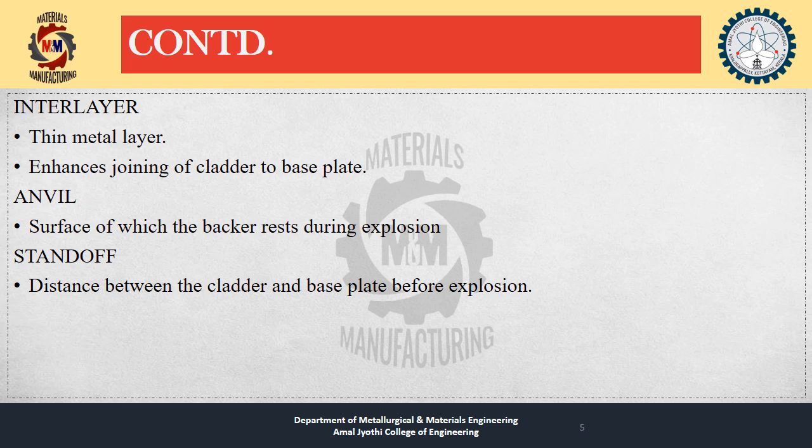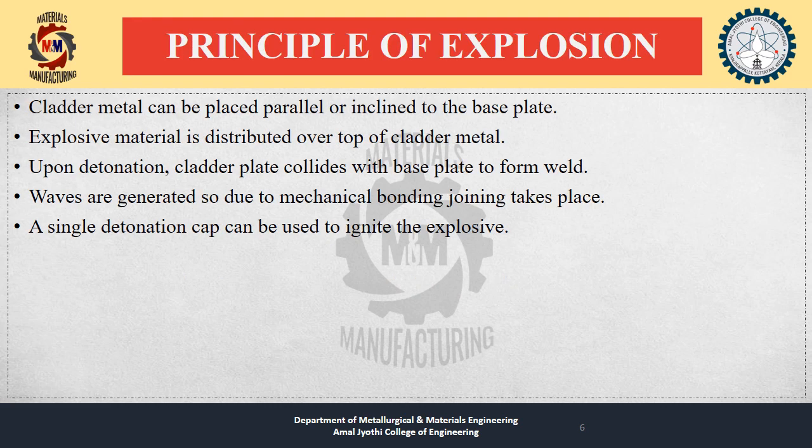Then the interlayer. Interlayer is a thin metal layer. It enhances joining of cladder to the base plate. Then comes the anvil. Anvil is the surface on which the backer rests during explosion. And at last is the standoff. It is the distance between the cladder and the base plate before explosion.